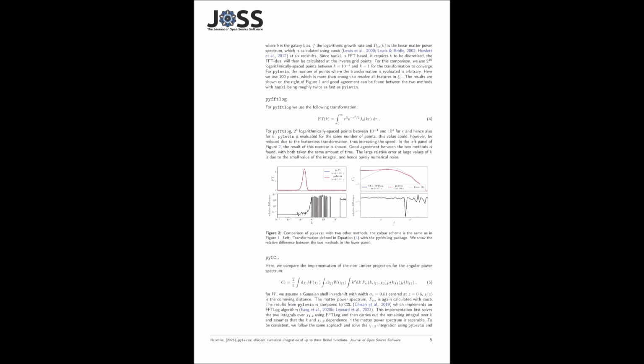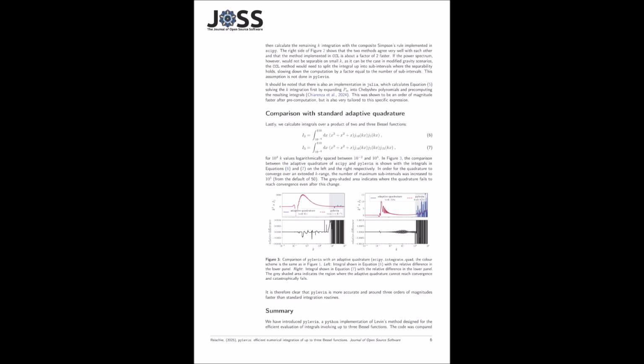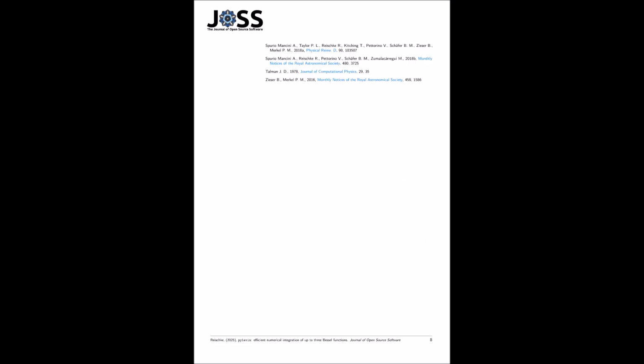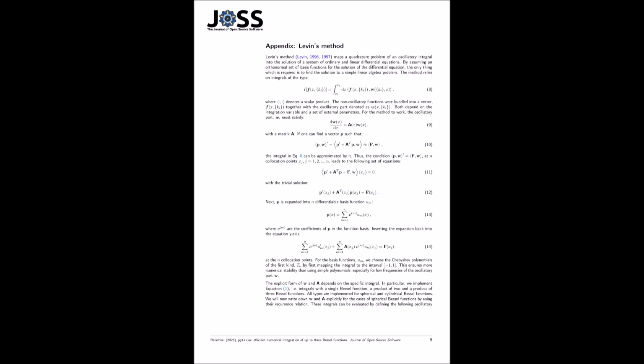Before we get into the weeds of Levin's method and pylevin, let's take a step back and remind ourselves why these Bessel functions are such a headache. What are they, and why do they always seem to show up in problems with rotational symmetry? Bessel functions are solutions to a specific type of differential equation, the Bessel equation. This equation naturally arises when you're dealing with systems that have circular or cylindrical symmetry. So anything that spins, vibrates in a circular pattern, or has a cylindrical shape, you're going to run into Bessel functions. They'll be lurking in your equations.